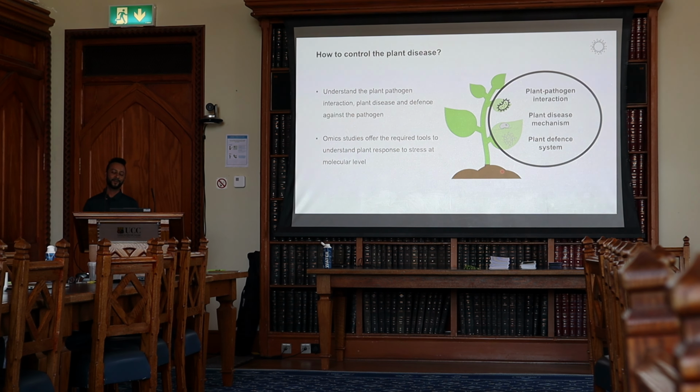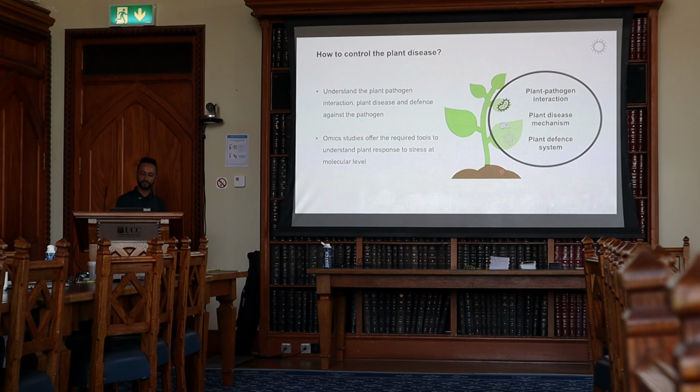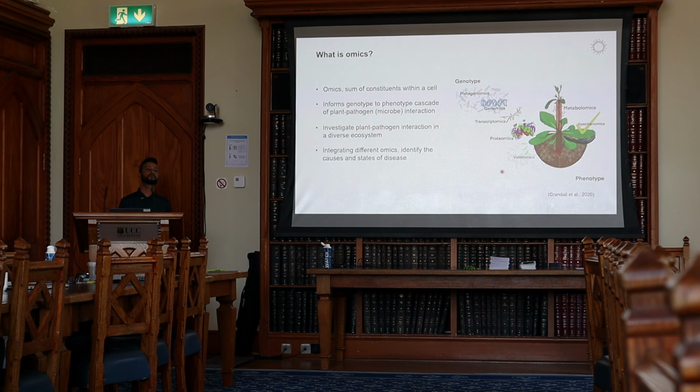Here come the omics studies. Omics studies offer the required tools to understand plant response against the pathogen stress or against different biotic stress in the plant. So what is omics? Omics refers to the sum of molecules or constituents in the cell. And the science of omics involves identifying and quantifying those molecules to understand their structure, function, and interaction in a biological context. The science of omics involves different disciplines, for example, transcriptomics, metagenomics, genomics, proteomics, and so on. We heard about metabolomics, and we also heard about spectronomics before.